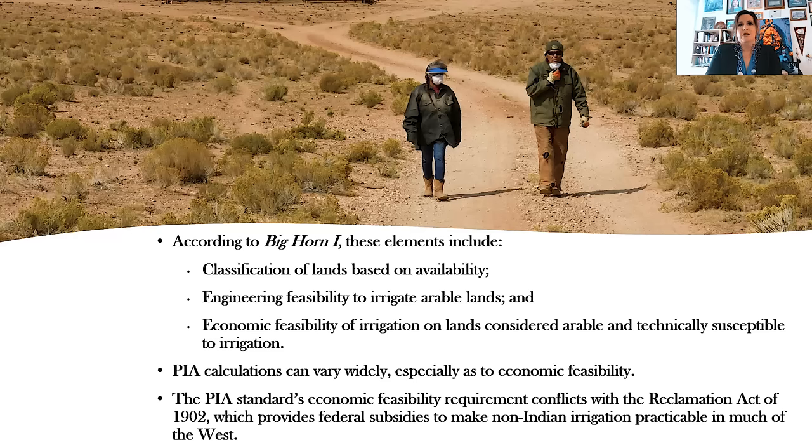The PIA calculations vary wildly, especially as to economic feasibility, and that conflicts with the economic feasibility requirements of the Reclamation Act of 1902, which provided significant federal subsidies to make non-Indian irrigation practicable in much of the West, whereas under the PIA standard, tribes are never allowed similar subsidy.